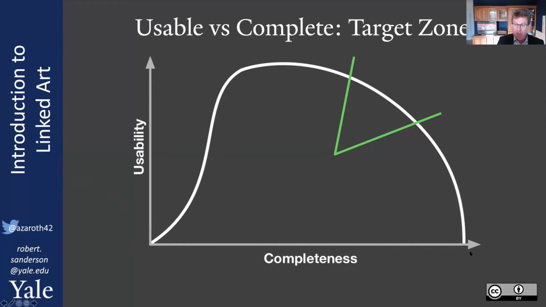It's not absolutely everything that we know. It's not nothing that we know. It should be maximally usable and maximally complete at the same time.